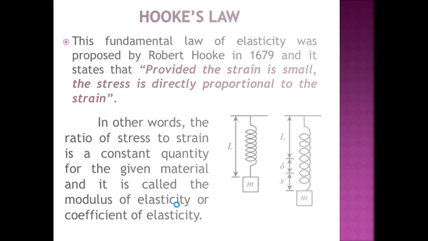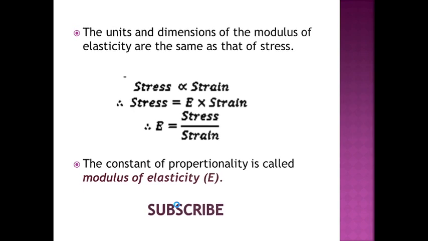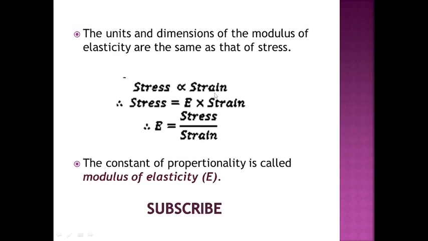We can understand it by the formula: stress is directly proportional to strain according to Hooke's law. If we remove the proportionality, we get this capital E, which is stress by strain. This capital E is called the modulus of elasticity. The unit and dimensions of modulus of elasticity are the same as that of stress, because strain is unitless and stress has the unit Newton per meter square.